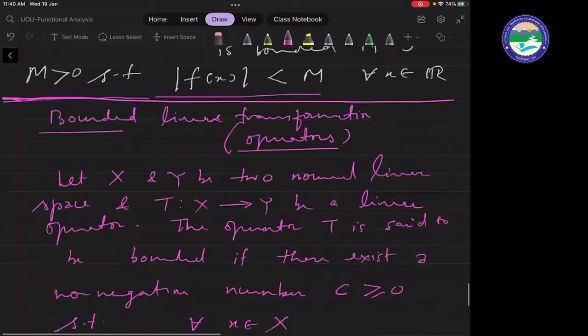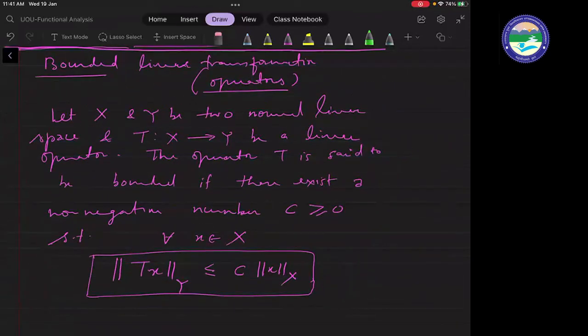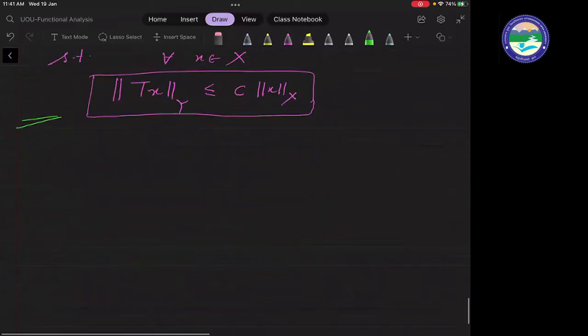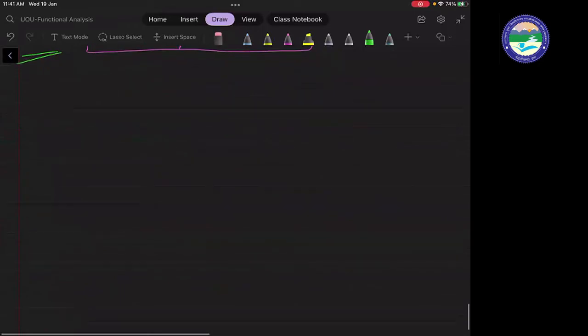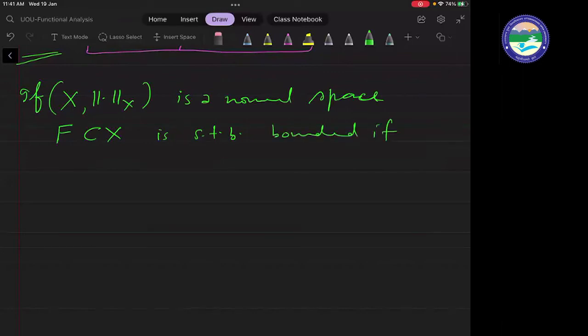Okay, now let us see some implication of this bounded linear transformation. क्या implication है? Okay, कल हमने bounded set की बात करी थी. If X is a normed space, then how did you define a bounded set? A set F in X is said to be bounded if, please complete. क्या होना चाहिए था?